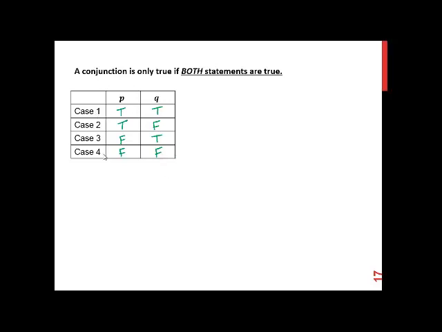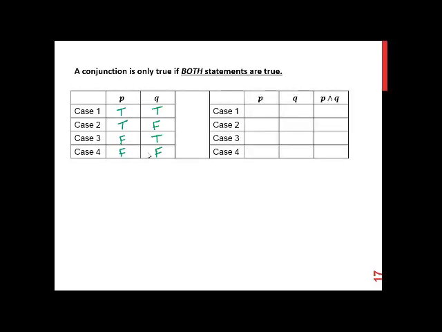There are 4 possible cases here. It could be that P is true and Q is true. It could be that P is true and Q is false. It could be that P is false and Q is true. It could be that P is false and Q is false. Those are the 4 possibilities.